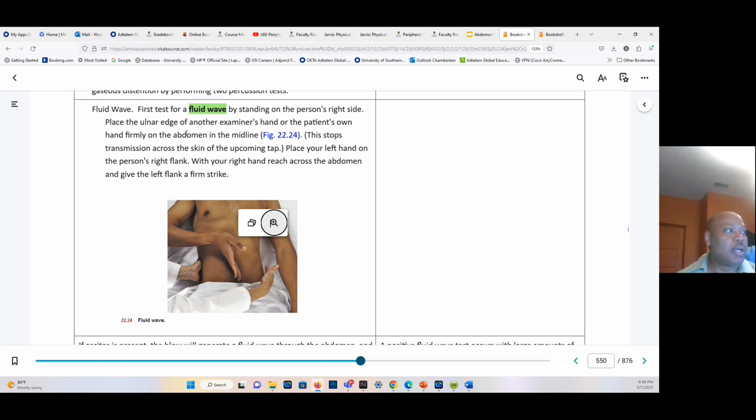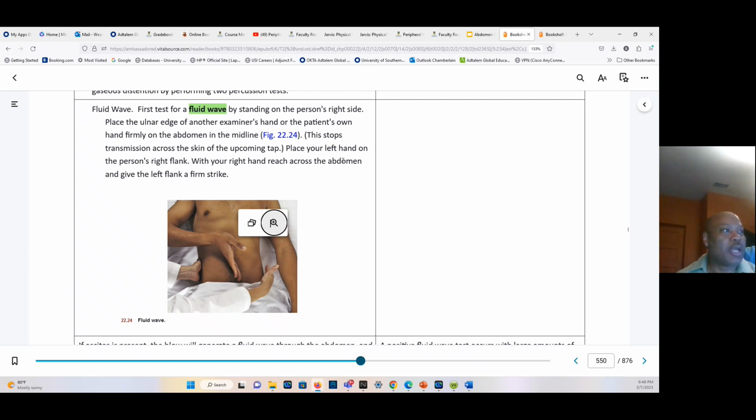Place the ulnar edge of another examiner's hand or the patient's own hand firmly on the abdomen at the midline. So this is what we're talking about here, the ulnar part of the patient's hand. You'll place it here. This stops transmission across the skin of the upcoming tap.